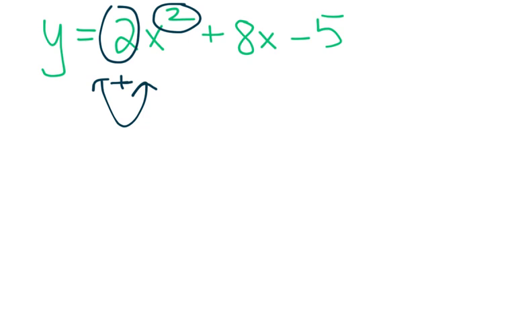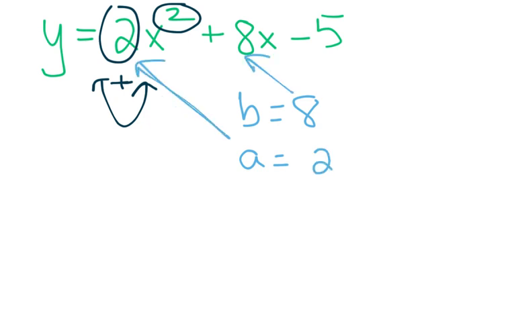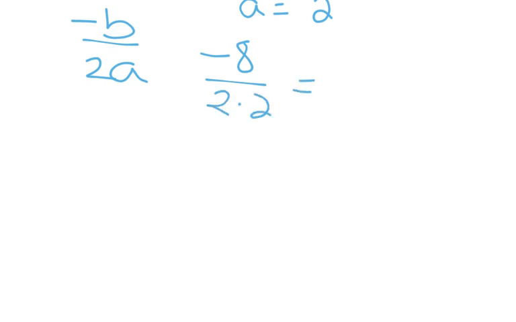The first step was to find the vertex. So negative b. b is 8 and a is 2, and I got those from here. Now negative b over 2a, negative b over twice a. So negative 8 over twice 2, 2 times 2. That makes negative 8 over 4, which yields negative 2. So negative 2 is our middle.